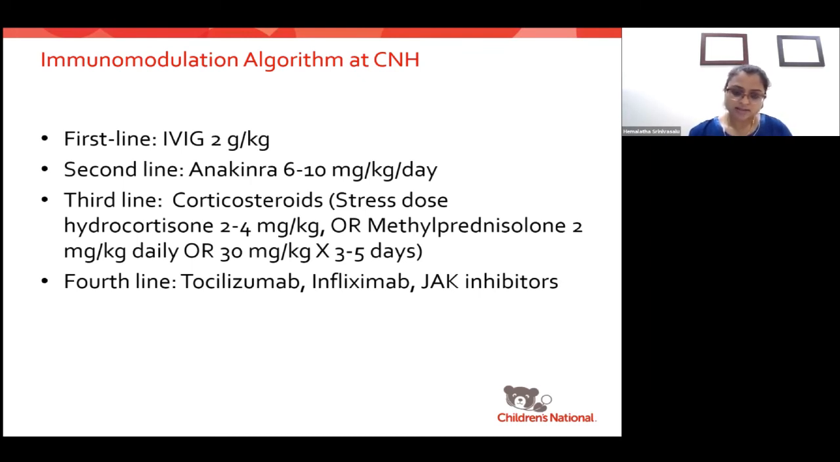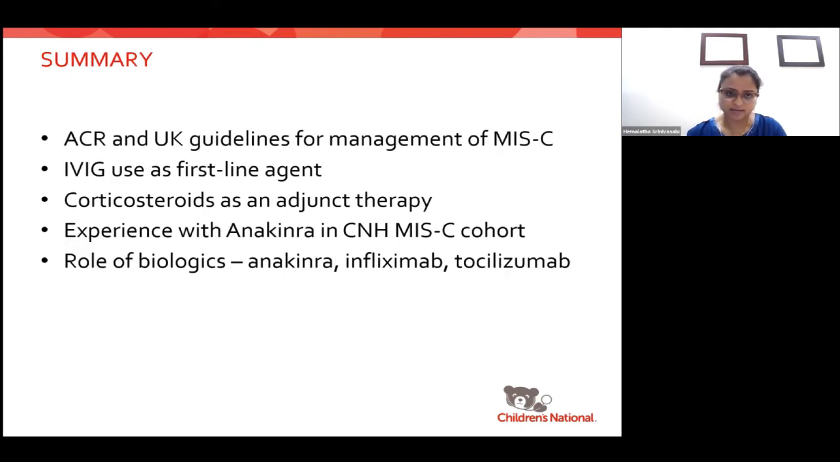As an institution, we decided to use anakinra as a second-line agent versus corticosteroids, partly due to our experience as a center with viral myocarditis. This decision was also informed by systematic meta-analysis and Cochrane review of viral myocarditis that did not support routine use of corticosteroids. Early on in the pandemic, we did not know how much of a cardiac burden this disease process would have. So we chose to opt for corticosteroids only as a third-line agent. We reserved the other biologics, such as tocilizumab, infliximab, or JAK inhibitors, for refractory cases.